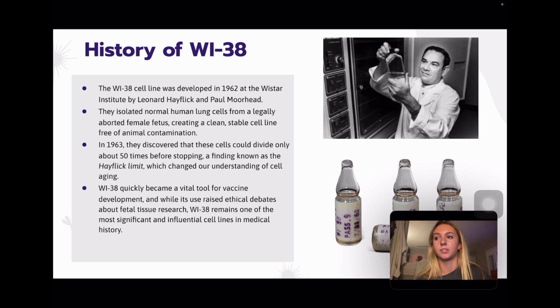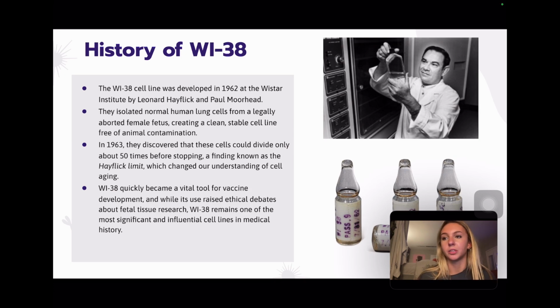The discovery of WI38 provided a breakthrough because these cells were human diploid fibroblasts. Also, as I said earlier, this means they contain the full set of 46 chromosomes. It also means they were genetically stable, unlike cancerous or immortalized cells people used before.